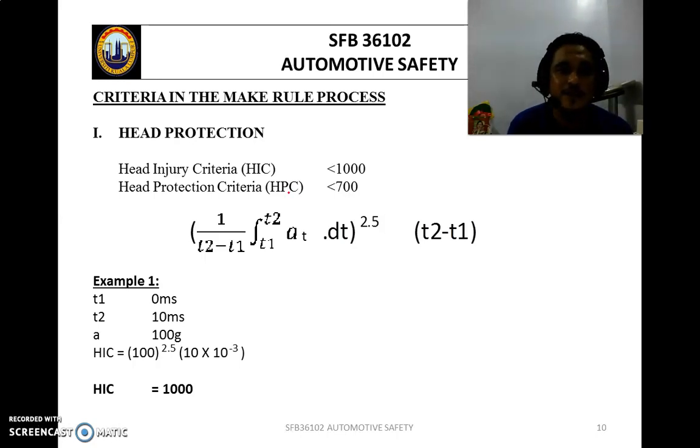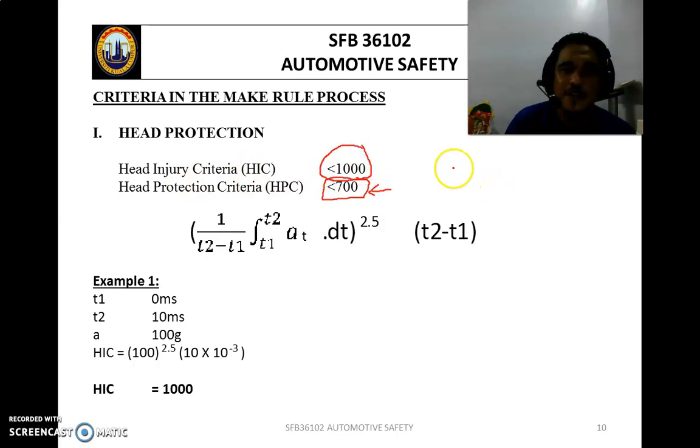All right. So the philosophy of head protection has two criteria. Number one is the head protection criteria, HPC. The value of the HPC must be below 700. If below 700, it is considered safe. This is the target set by the automotive manufacturer. Okay, and in terms of head injury criteria, based on the study, this must be below 1000.